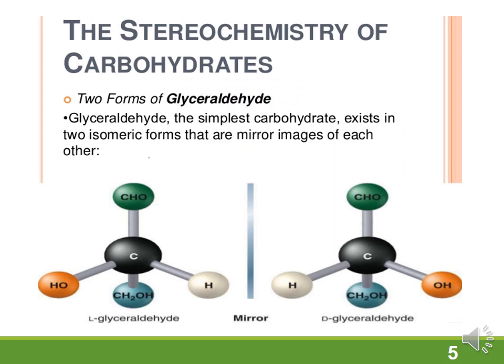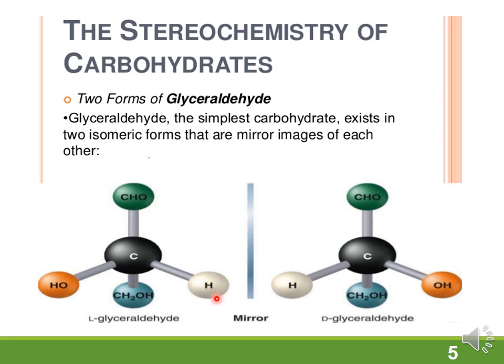Stereochemistry of carbohydrates. There are two forms of glyceraldehyde, the simplest carbohydrate. Glyceraldehyde exists in two isomeric forms that are mirror images of each other. You can see that the two enantiomers are mirror images. When substances are mirror images but non-superimposable, they are called enantiomers. This is the simplest sugar. This is L-glyceraldehyde and this is D-glyceraldehyde.